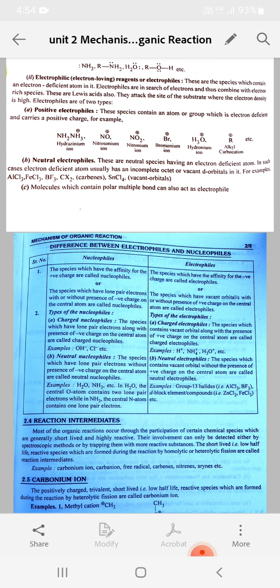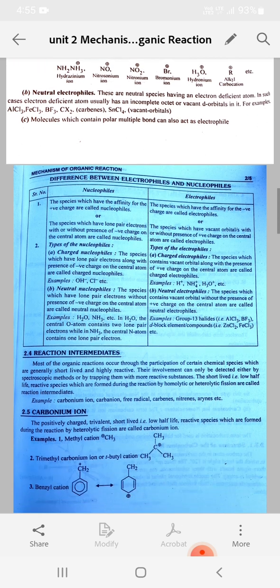Example: OH-, Cl-, etc. And let's talk about charged electrophiles. The species which contain a vacant orbital along with a positive charge on the central atom are called charged electrophiles. Example: H+, NO+, H3O+, etc. Okay.